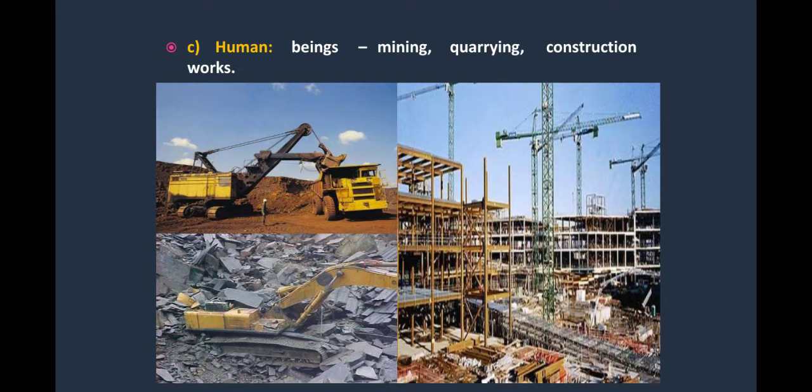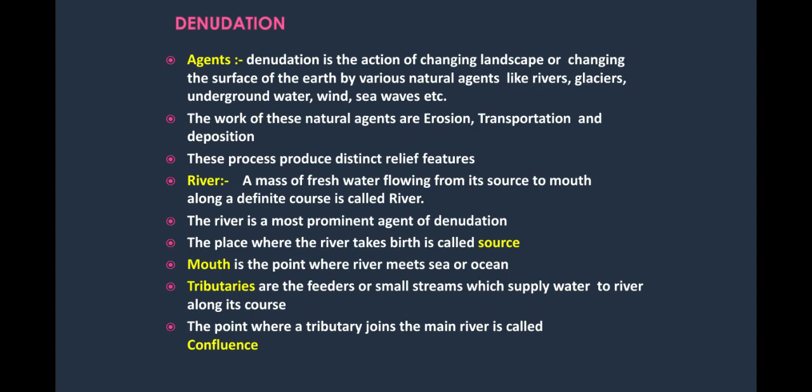Then denudation, another external force. First is weathering, another external force is denudation. Denudation is the action of changing landscape or changing the surface of the earth by various natural agents like river, glaciers, underground water, sea waves, etc. Now the work of these natural agents is erosion, transportation and deposition.